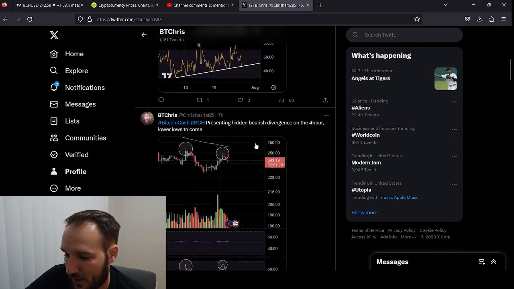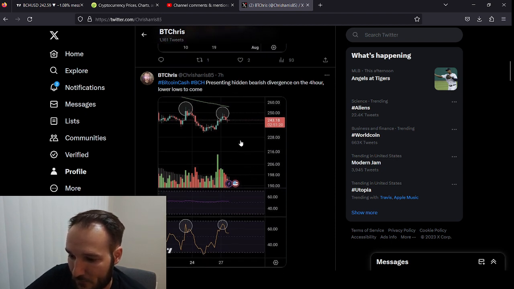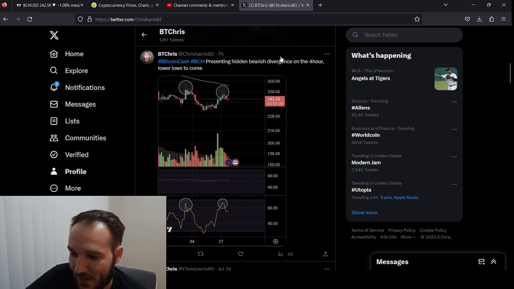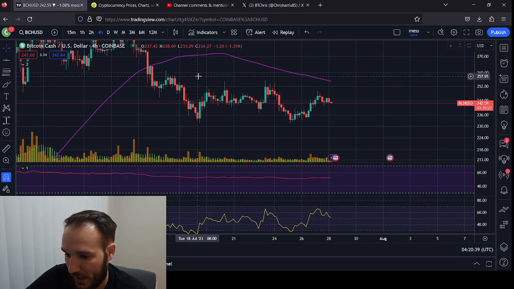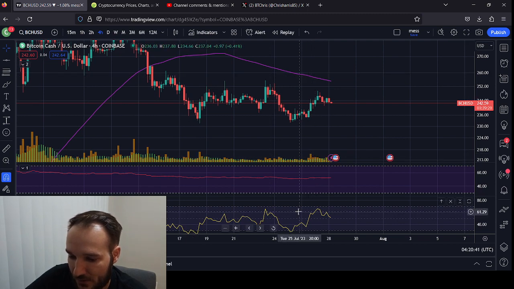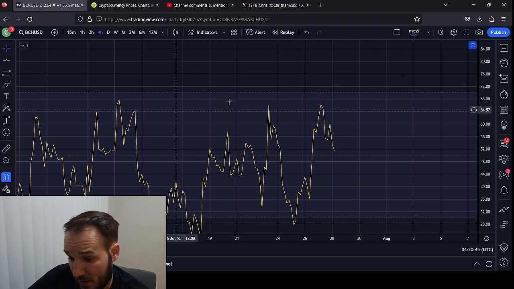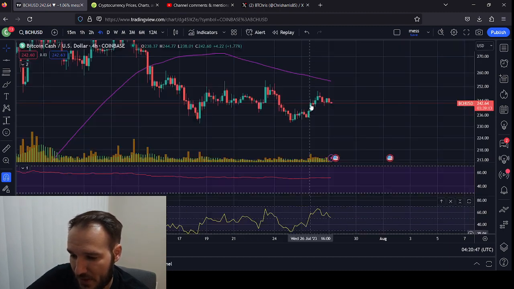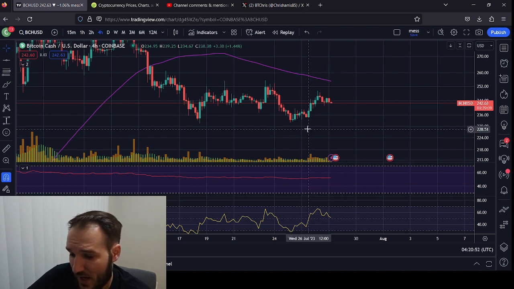So talking about Dogecoin here and talking about Bitcoin Cash. And what I was saying, this was on the 4-hour. On the 4-hour, we have hidden bearish divergence presenting itself, and I said lower lows to come, and I do mean that. I do think that that's likely going to happen. As you can see here, you've got higher reads in the RSI, basically tipping off at this same area where you've tipped off before too, but it is a higher read, and you're getting lower lows, and you had some bearish follow through afterwards.